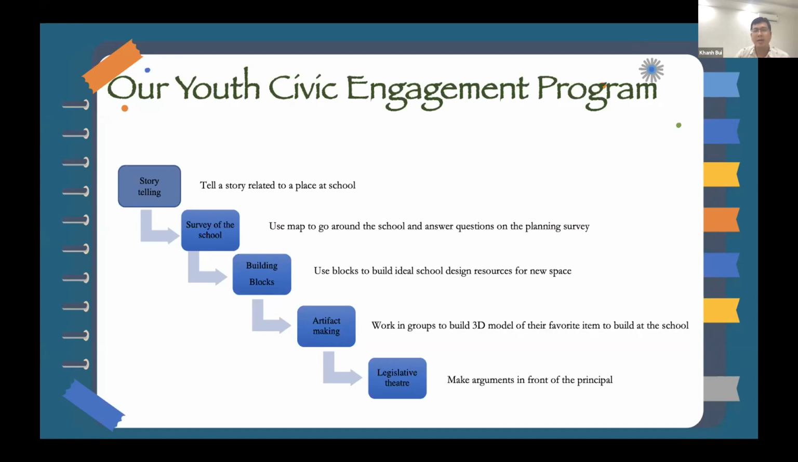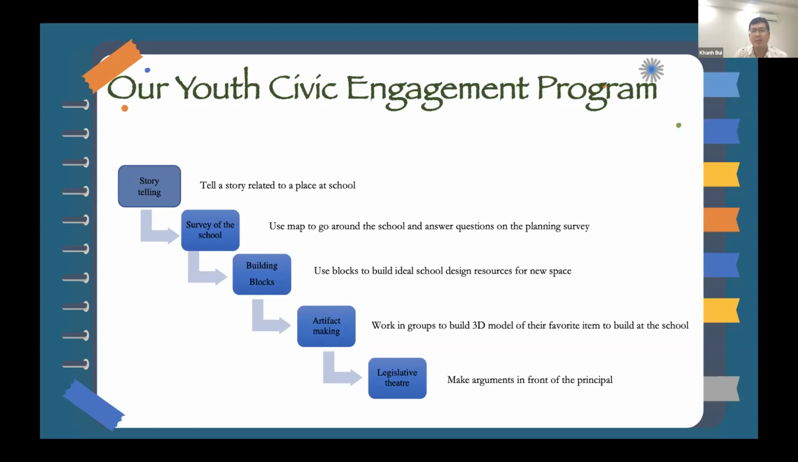And then we come to the next phase, phase number 4, artifact making. The student from the ideal school will pick one thing that they really like in order to build an artifact. They use different resources like paper, colored paper, or crayons to build one artifact, one 3D model, of one thing that they like as one of their favorite items.